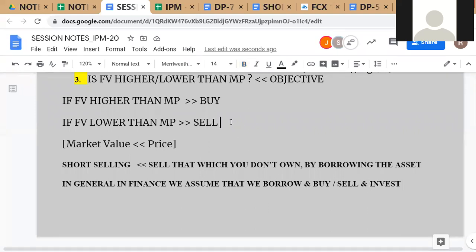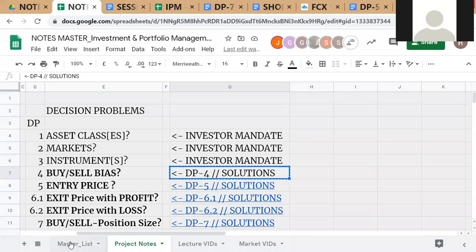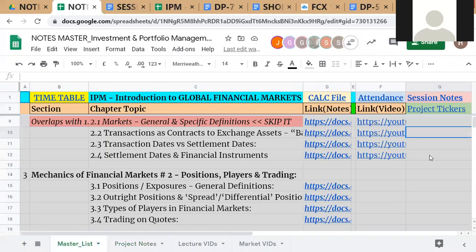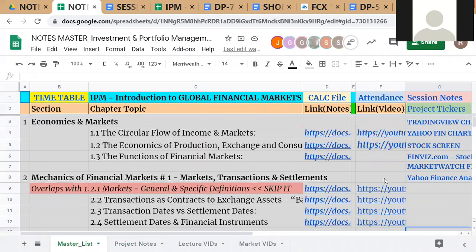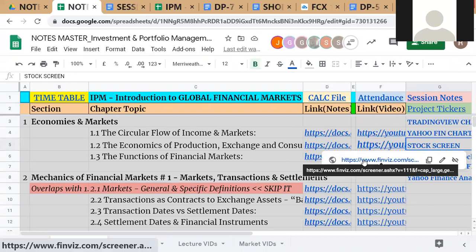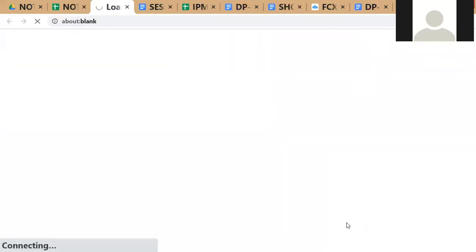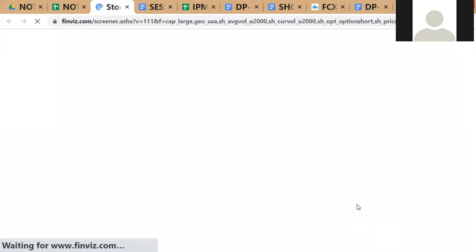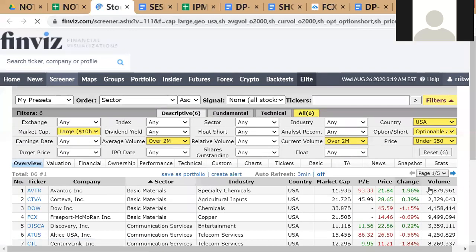That's why, if you go back to your master list, I put a bunch of tickers here. If you look at the stock screen that I gave you, you'll see that I used the option short, which means one of the criteria that I had was optionable and shortable. So I've only given you those stocks which are shortable because there's enough stock available for borrowing.